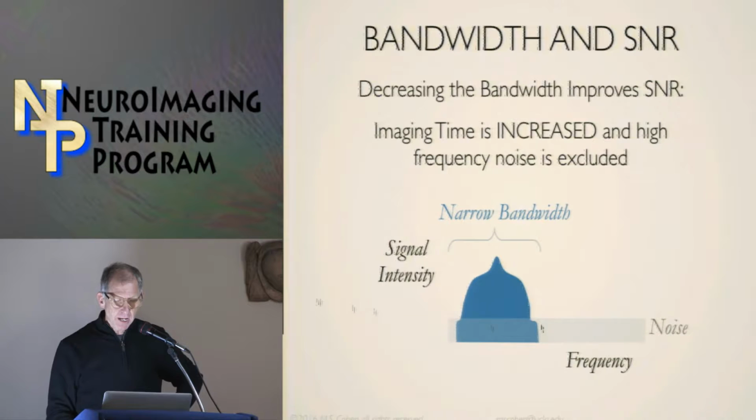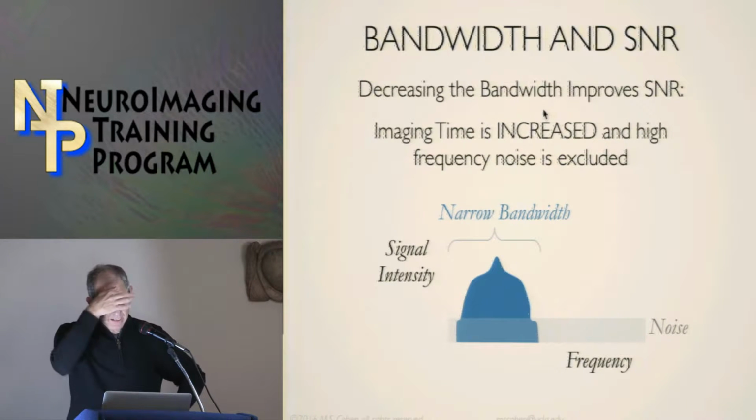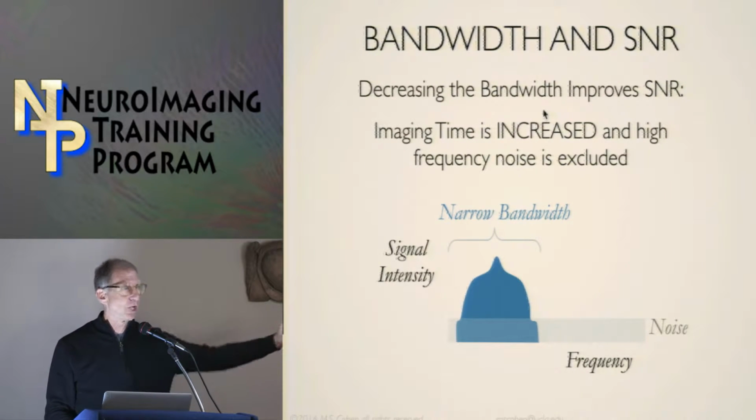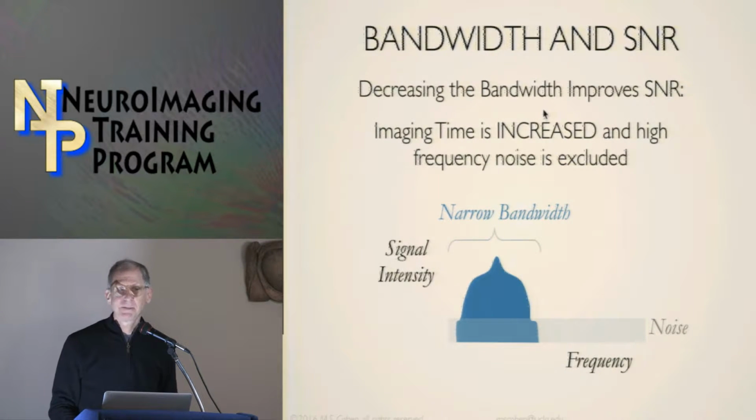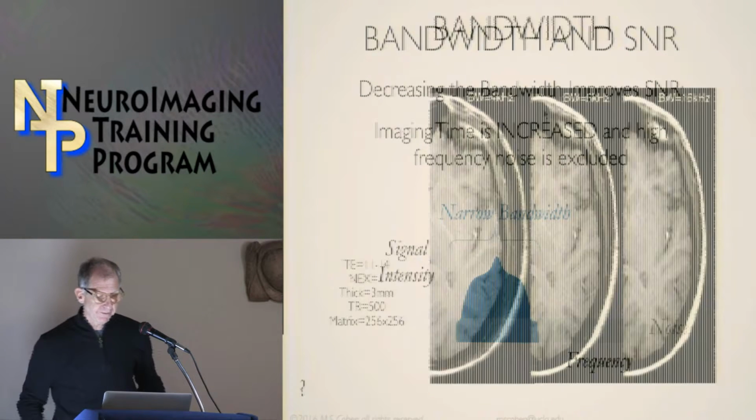So in general, the consequence of decreasing the bandwidth is that imaging time is increased. And that has to do with the fact that you're sampling slower to get to lower frequencies, and to take the same number of samples takes a longer time. Okay. This is a very real effect.